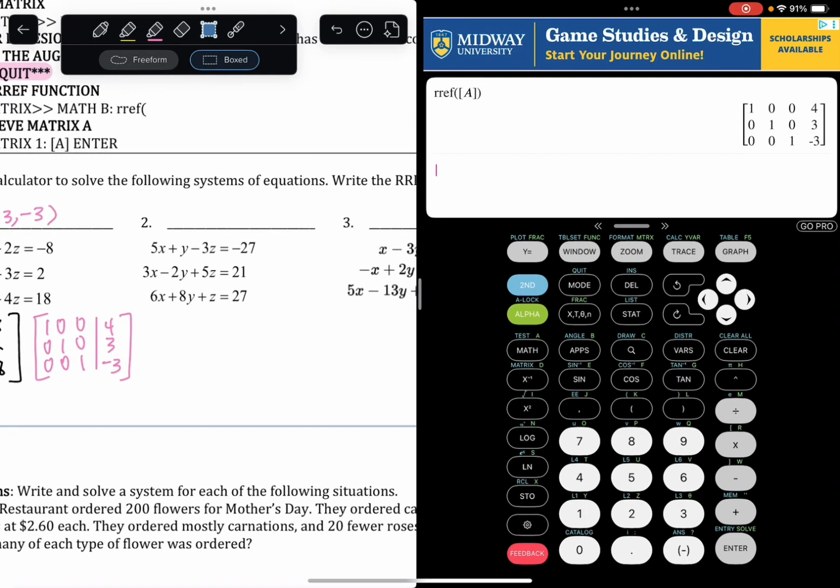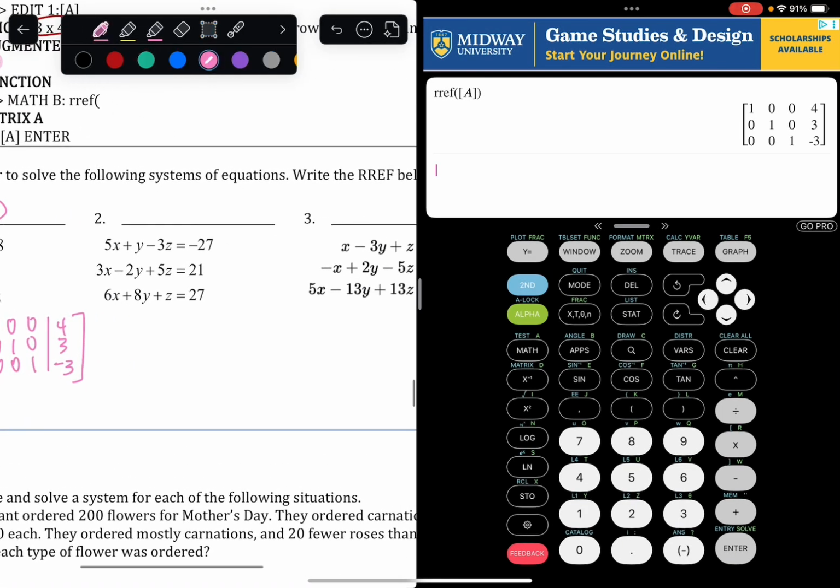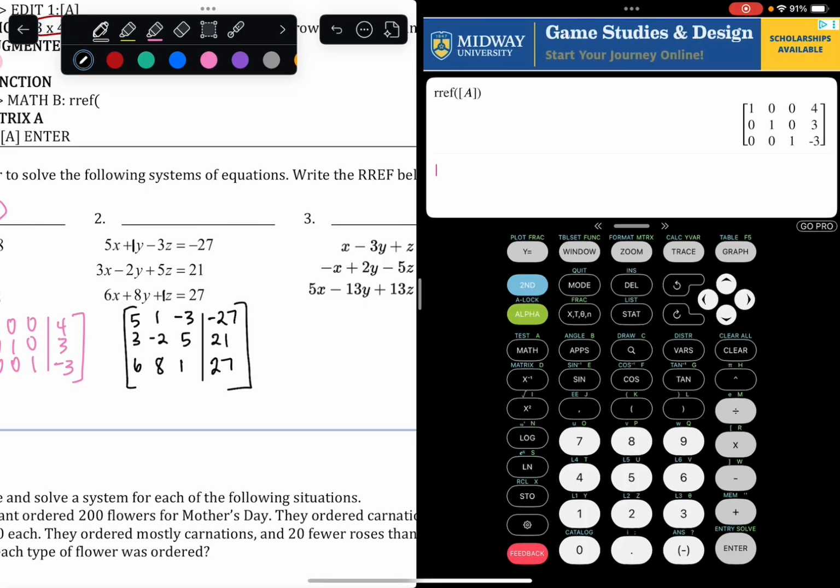Okay, for this next example, we're going to do the same thing. We're going to set up our augmented matrix. 5, 3, 6, 1, -2, 8, -3, 5, 1, equal signs, -27, 21, and 27.